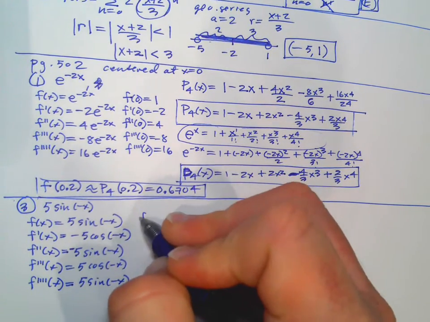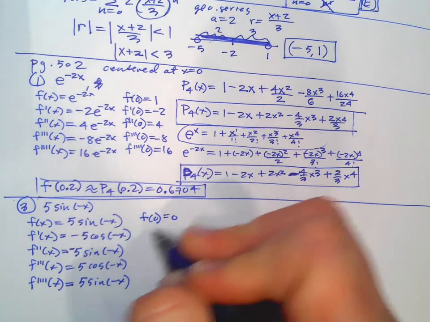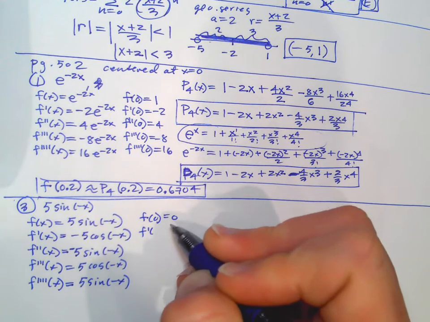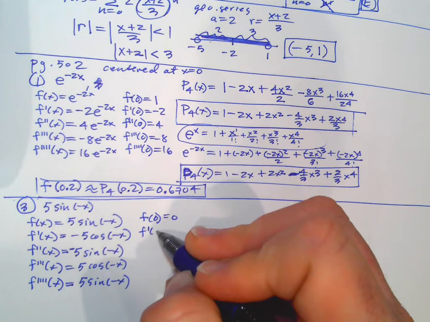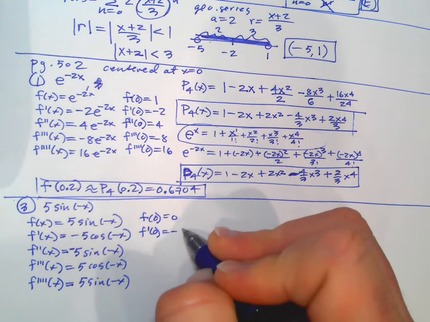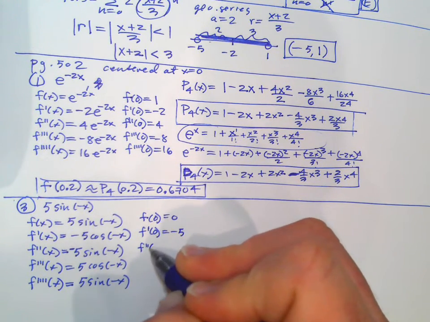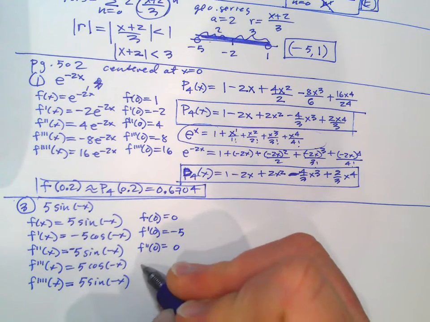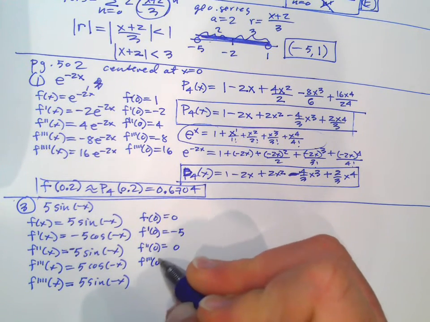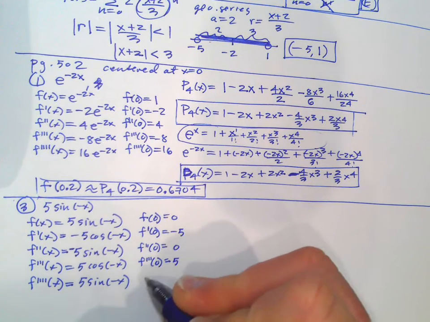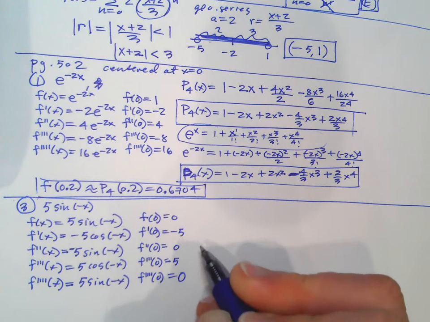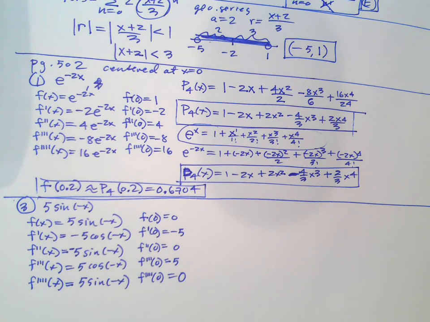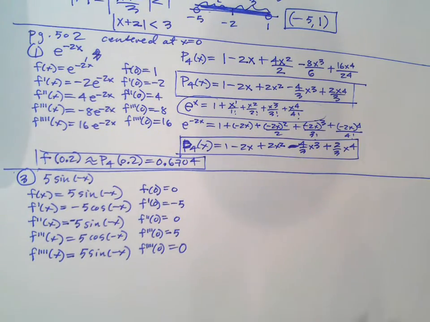So we plug 0 in, and we get 0. Now, fourth order doesn't mean 4 terms. Fourth order means the last term you have has that power. So that's going to be negative 5, and that's going to be 0, and that's going to be 5, and that's going to be 0. So the fourth order term could be 0. That's fine. That doesn't mean we put the fifth order term just because there was no fourth order term.